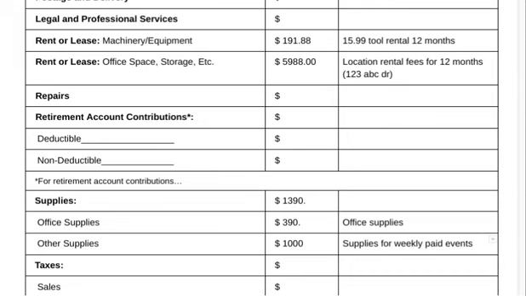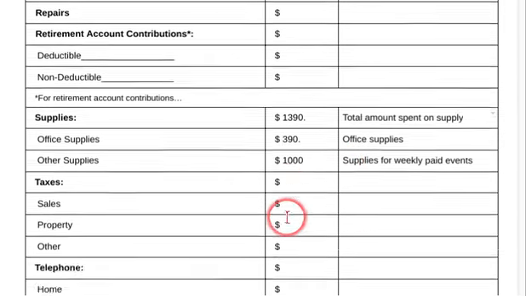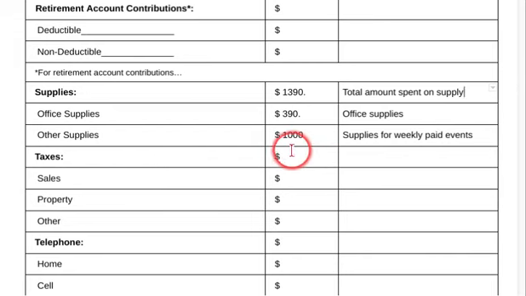So now you see that that 1,000 plus 390 equals 1390. This is the total amount on supply. And then this is what it consists of. Taxes, same thing here. Whatever the total amount of taxes, sales, property, other. These are going to consist of this mega number.